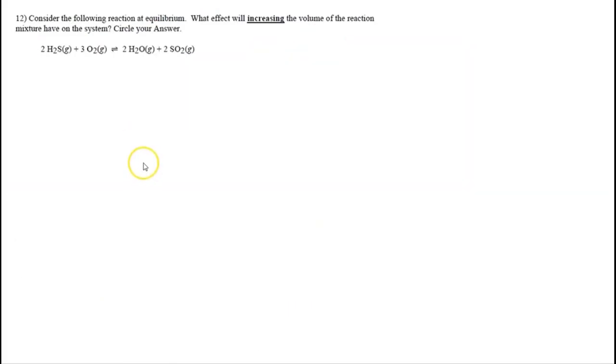Okay. Equilibrium can be affected by many things. Temperature, right? Pressure, volume, concentration, etc. So when we are considering the following reaction at equilibrium, which we have here, it says, what effect will increasing the volume of the reaction mixture have on the system? As soon as they're telling you what effect this will have on the overall equilibrium system, we're thinking of good old Le Chatelier's principle, okay?